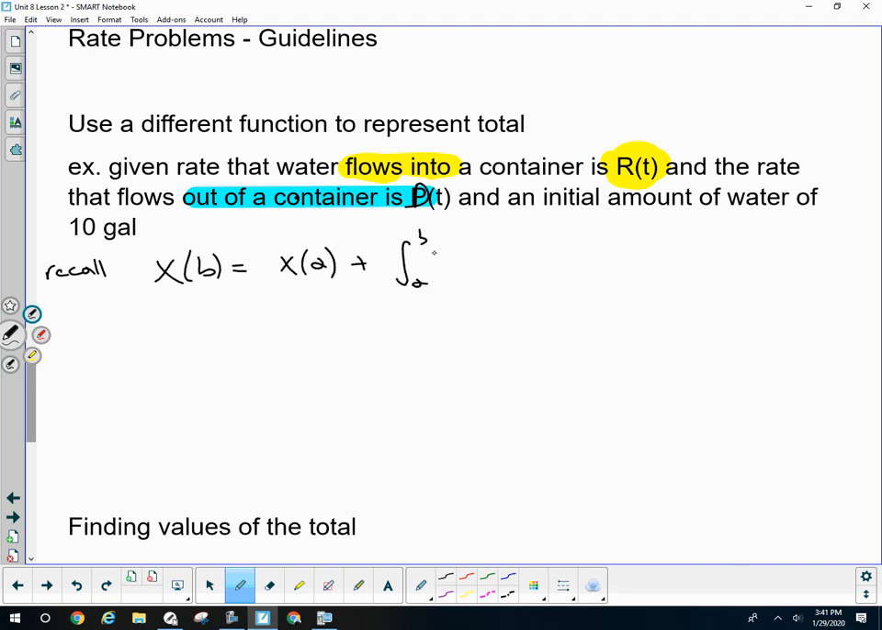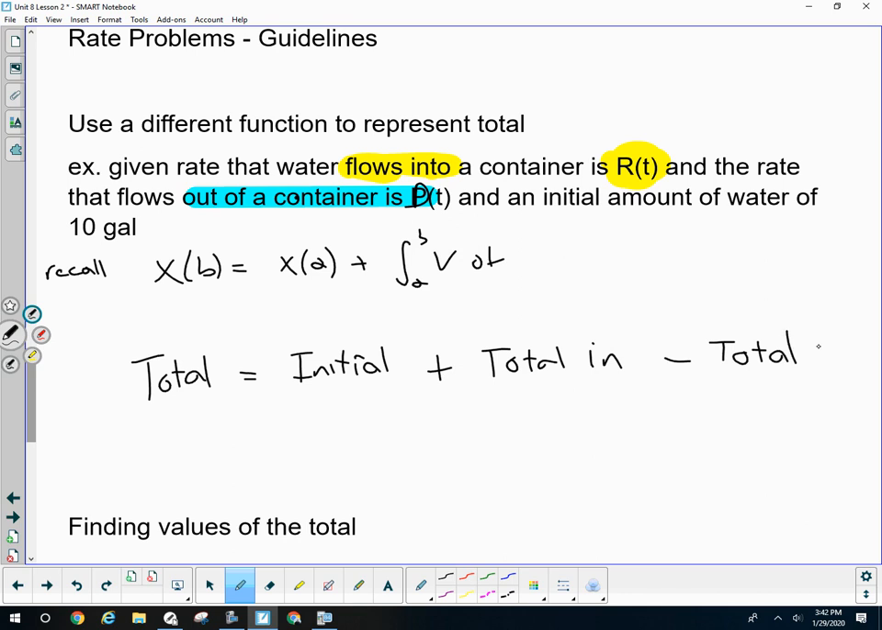This is familiar to us. We will say our total amount will equal an initial amount, but since I have two different rates, I'm going to need to find the total that has come in using the rate in, and then I'll subtract the total that has gone out. And in this situation, with this random information given to you, this is how it would look.